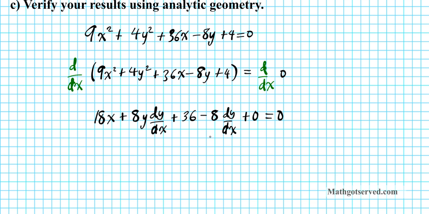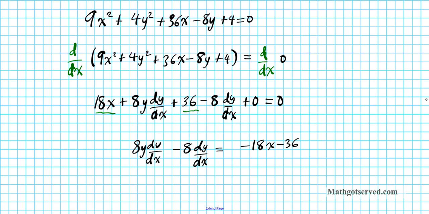Now we need to solve this equation for dy/dx, and that will be the equation that tells us the slope at any point on the graph. So we move all the terms without dy/dx to the other side of the equation, that is 18x and 36. On the left side we're left with 8y dy/dx minus 8 dy/dx equals negative 18x minus 36, if you subtract 18x and 36 from both sides.